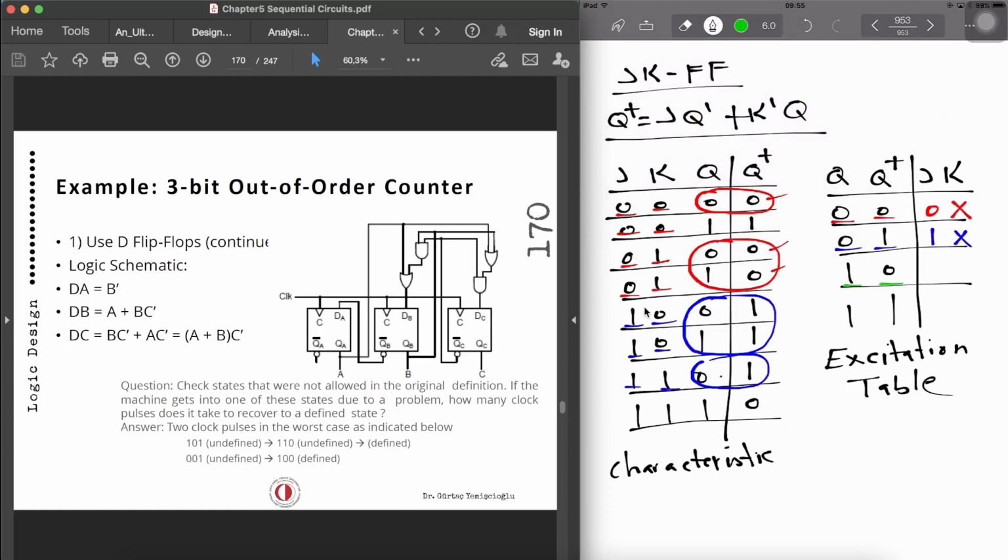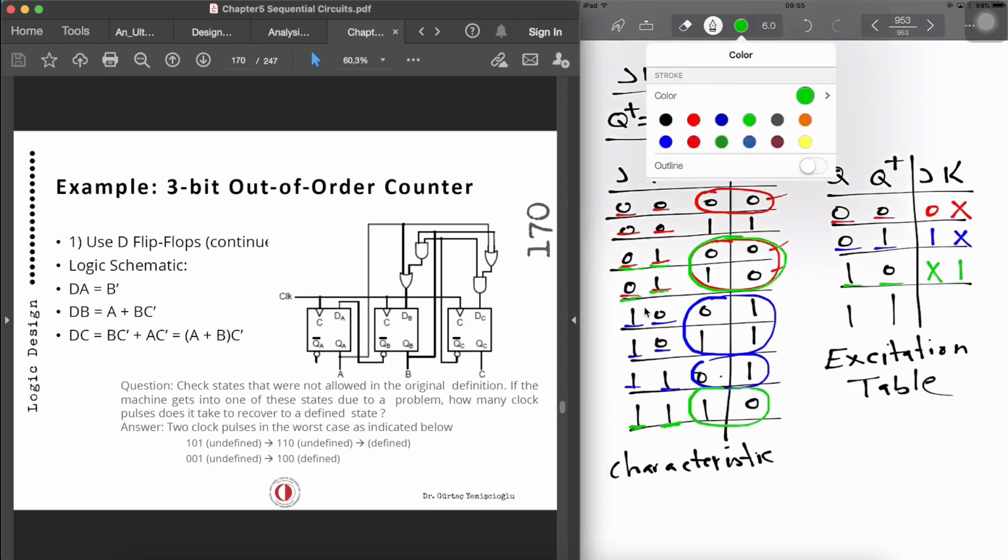Then we go for the next one. It's 1, 0. So present is 1, next is 0. Either we are resetting, it's again this one, or we are taking the complement, or this one. So J is 0 and then changes to 1. K is always 1 in these cases. So then J is don't care, K is 1.